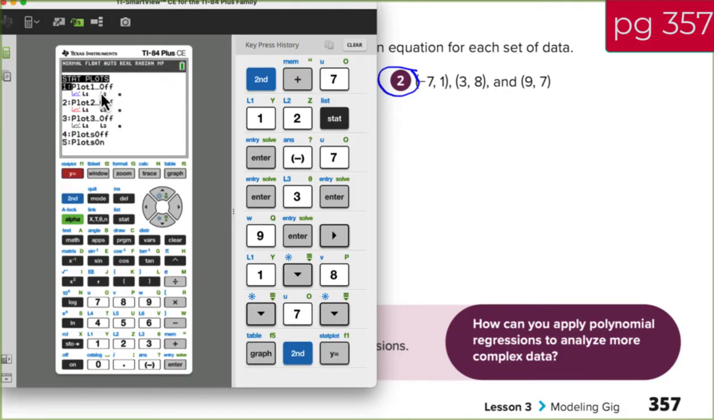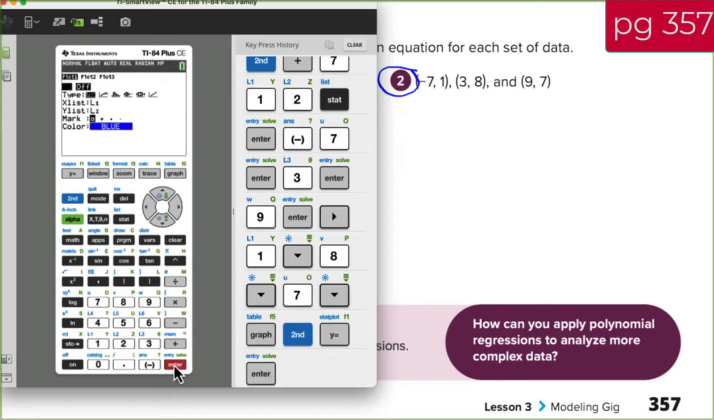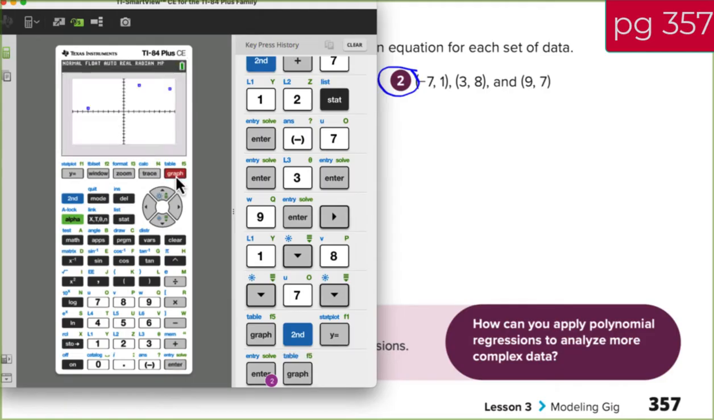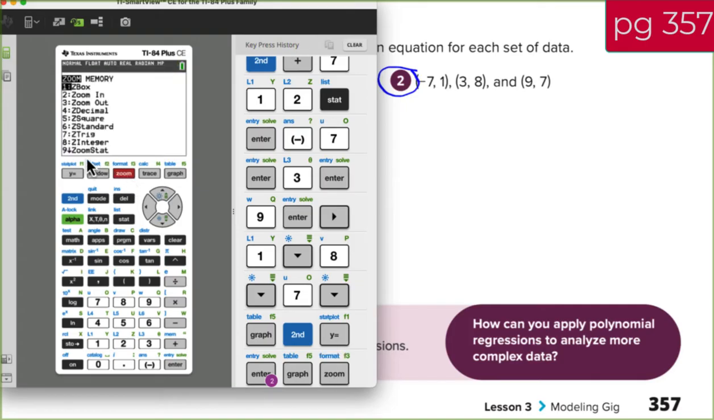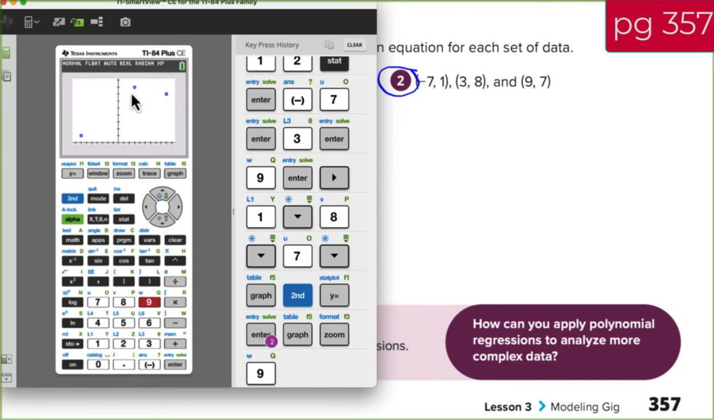We need to turn the plot on, so we hit enter in the plot. We're going to turn it on, and it's on scatter plot, and it says the X values are in L1 and the Y values are in L2. I go back to my graph. I can kind of see those 3 points. Remember, a good way to get a good window is to hit zoom and then 9. It'll fit those numbers in your lists. And this gives us a good little window here and we have 3 points.